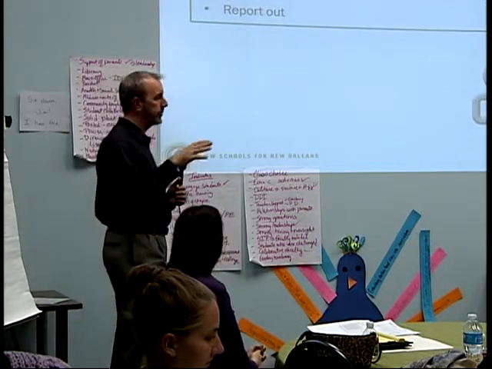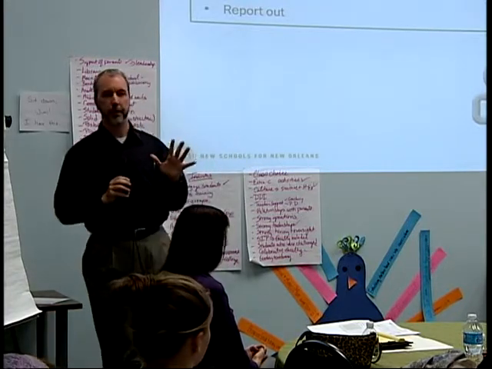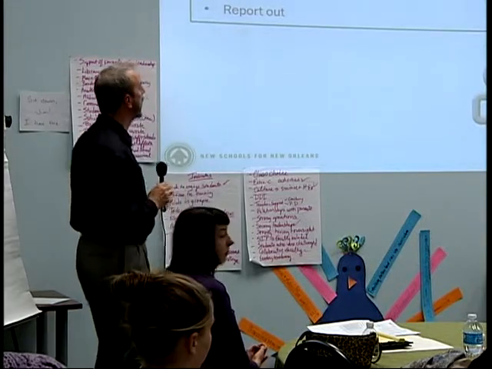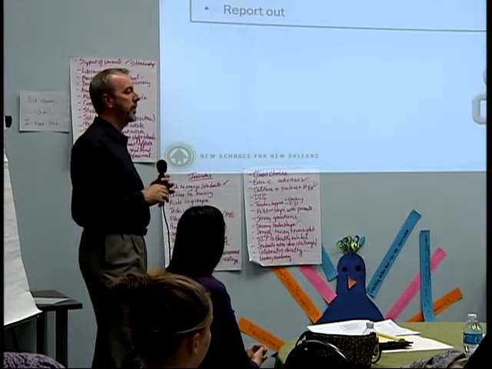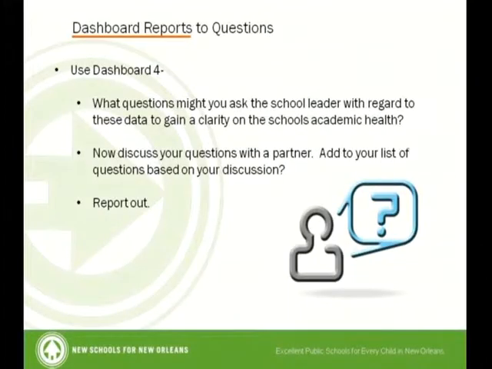Any questions you're like, yeah. Just don't understand what the numbers mean right now. Cool? So what I want you to do is I want you to take just a couple of minutes. I want you to jot down what questions might you ask the school leader with regard to these data to gain clarity on the school's academic health. What are some questions you would ask?